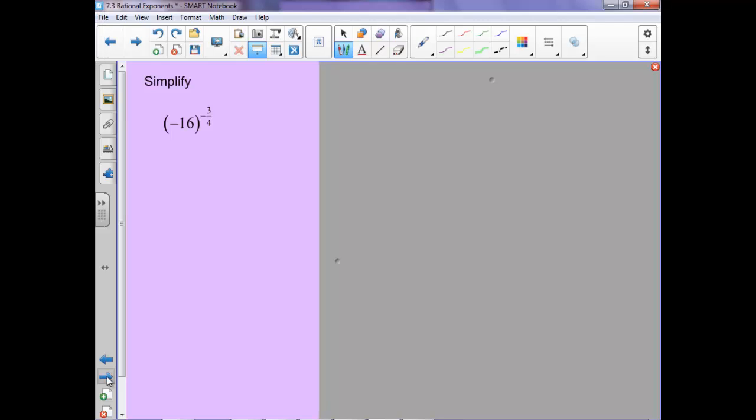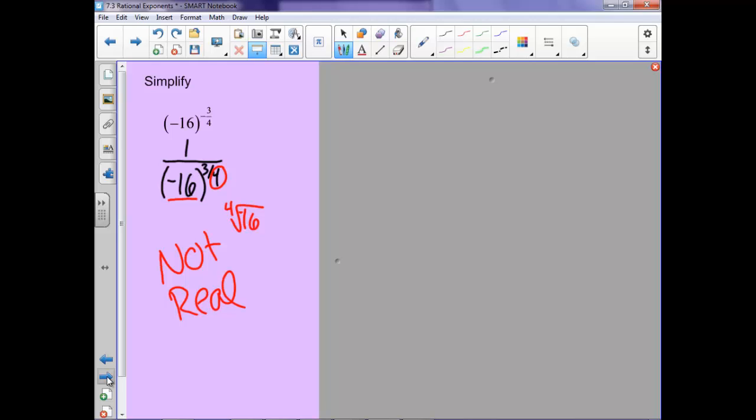We will have 1 over negative 16 to the positive 3/4 now. And so let's go ahead and take the 4th root of this. So that would be the 4th root of, sorry, negative 16. Well, that's not real, so we can't do that. So we still need to pay attention to if there's a negative in our roots.